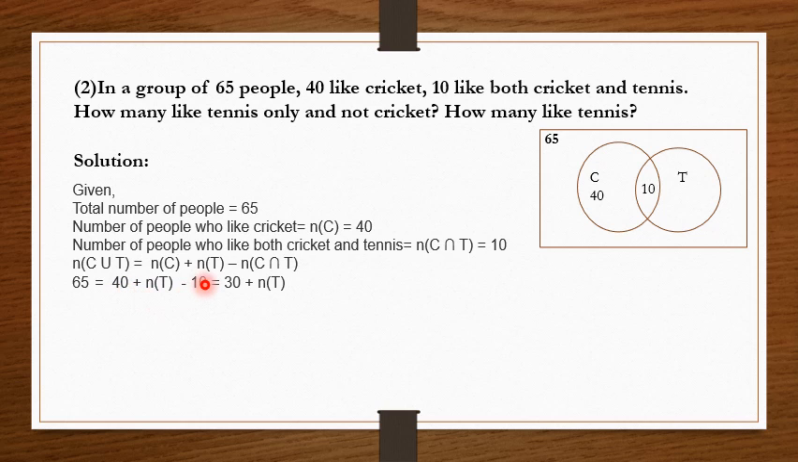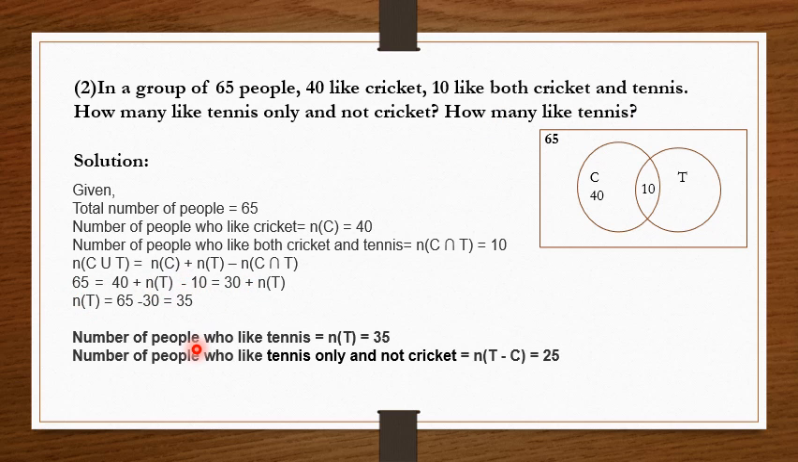So 65 = 40 + n(T) − 10. Now 40 minus 10 is 30. So 30 plus n(T). It is 65 = 30 + n(T). Then what is n(T)? 65 minus 30 is 35. So the number of students who like tennis, that is the second question, is 35.